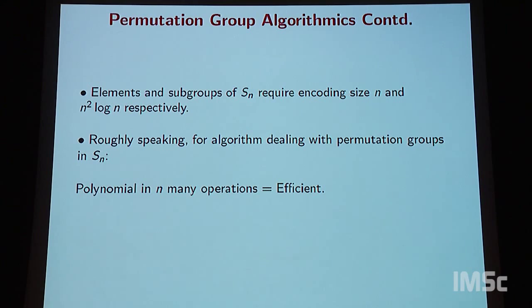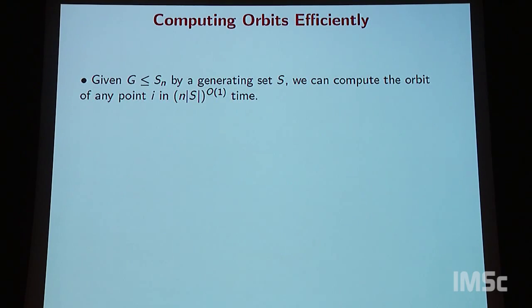Okay, so now let me just define the terms, the rules of the game. Efficient means polynomial in n many operations. That's what efficient algorithms are for me. And exponential in n is inefficient for me. And you understand why.